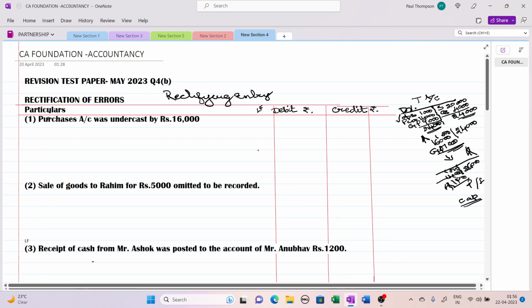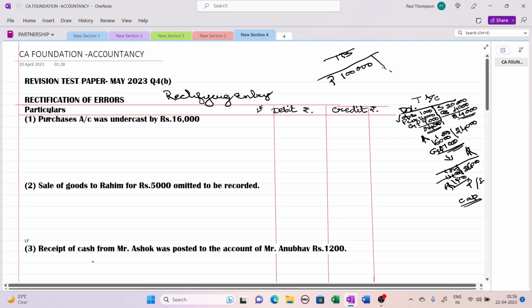So now let us go into the first point. Purchases account under cost by 16,000. Now what happened to my trial balance? He said his trial balance did not agree. Okay, so purchases was suppose 1,16,000 and it is written as 1 lakh.